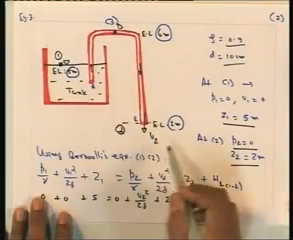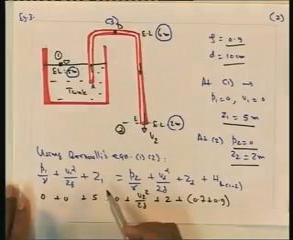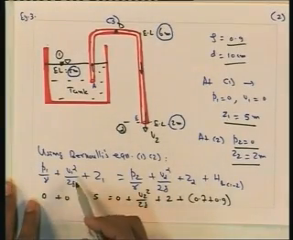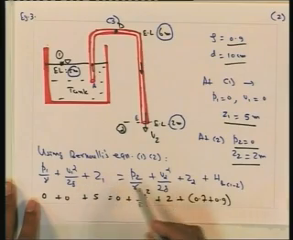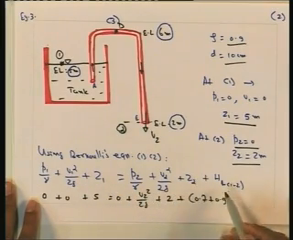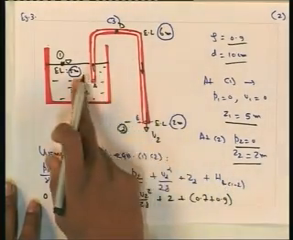If we consider the Bernoulli's equation between point 1 and point 2, we can write P1 by gamma plus V1 square by 2g plus Z1 is equal to P2 by gamma plus V2 square by 2g plus Z2 plus the head loss between point 1 and 2.